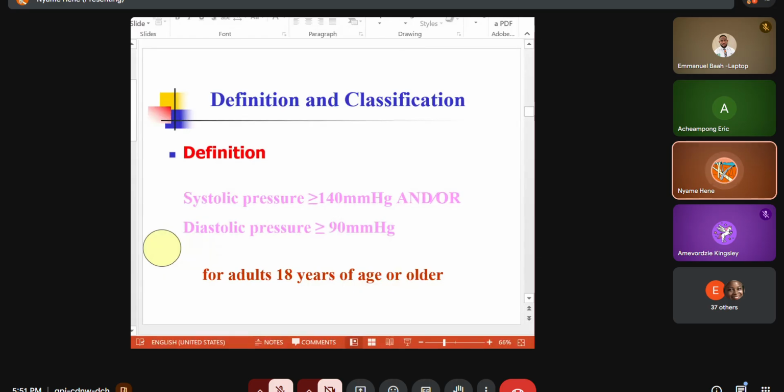So that's the definition: systolic of 140 millimeters of mercury or more, or diastolic of 90 or more, for adults aged 18 years or older. That is the BP used to diagnose hypertension, that somebody is hypertensive.